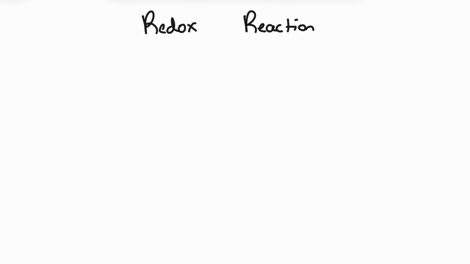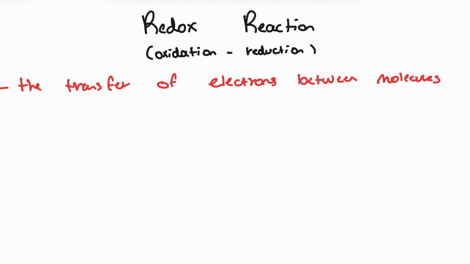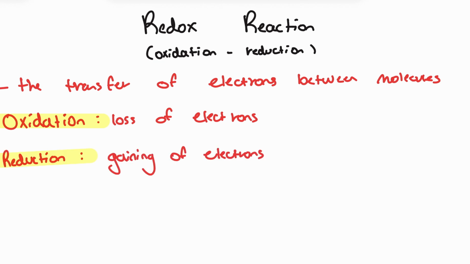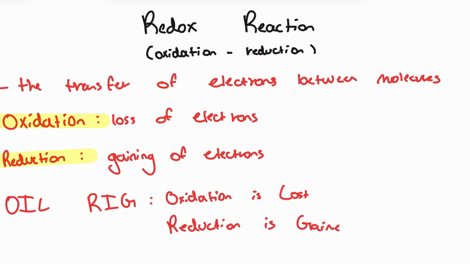The very last reaction you need to know is a redox reaction, also known as an oxidation-reduction reaction. These involve the transfer of electrons between molecules, and can be seen in batteries or even the formation of rust. Oxidation is the loss of electrons, and reduction is the gaining of electrons. You can remember this with the acronym OIL-RIG, which stands for oxidation is lost, reduction is gained. Oxidation means we're losing electrons, reduction means we're gaining electrons.